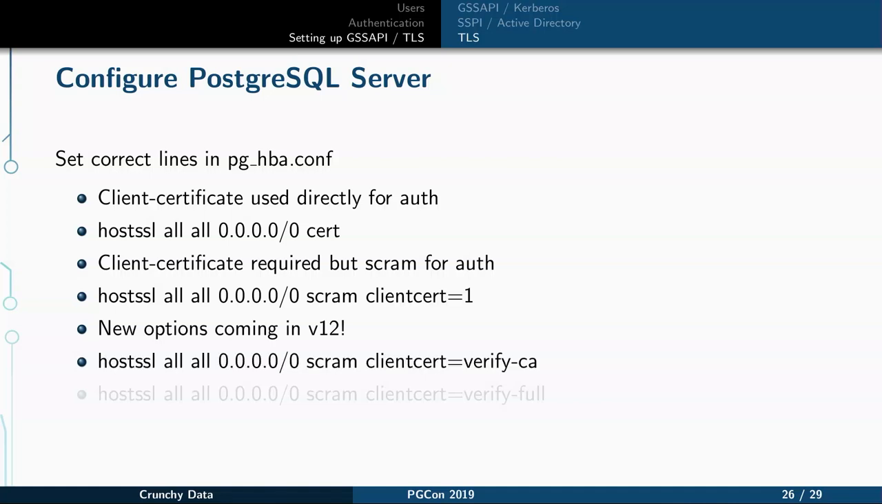We've improved things in 12 to add verify-ca and verify-full as options. So verify-ca just says the client has to present a certificate that's signed by a CA I trust. Verify-full says the client has to provide a certificate signed by a CA I trust where the common name matches the Postgres username you're logging in as. Or is it the map? Or maybe it's in the map for the user you're connecting to. That makes sense. But then you also have to provide the password through that connection with scram. So you get kind of a two-factor authentication approach, which is great.